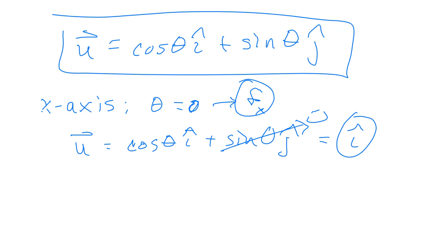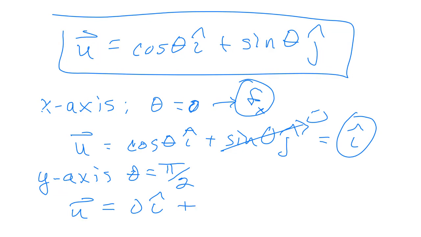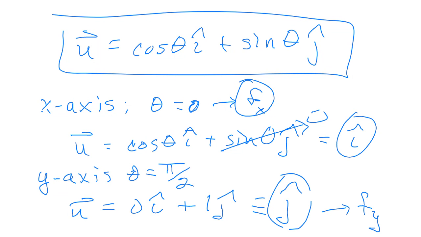Similarly, if we want to go along the y-axis, that means theta equals pi/2. Then the u vector is cosine of pi/2, which is 0, times i, plus sine of pi/2, which is 1, times j, so that's equivalent to j hat. So the directional derivative in the y direction is the same as the partial derivative of f with respect to y.